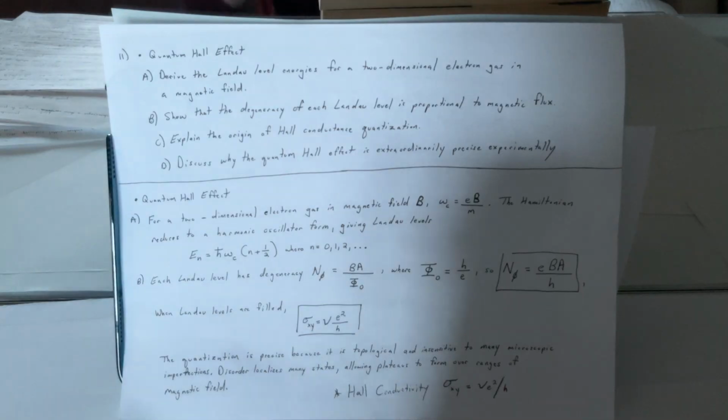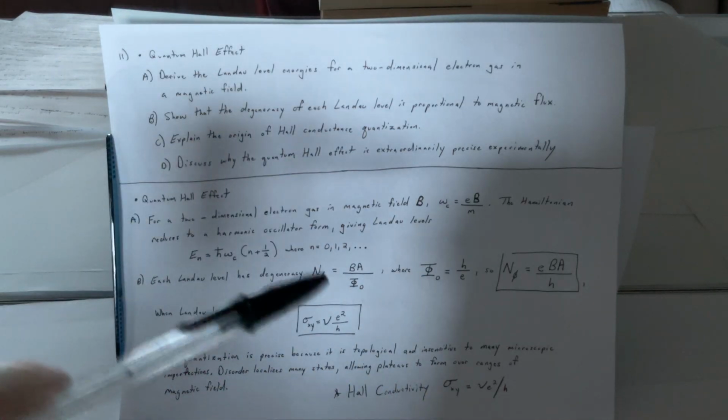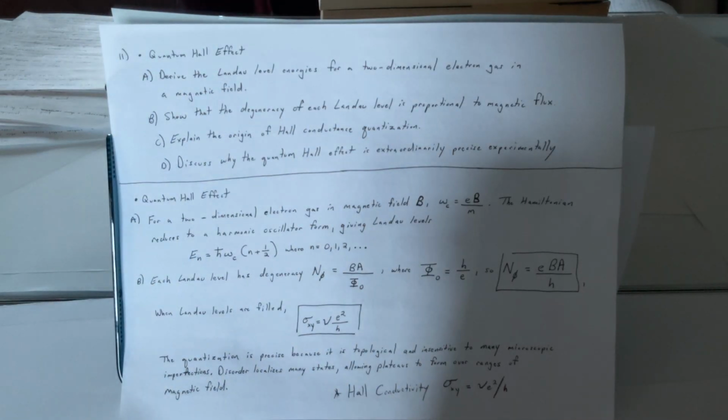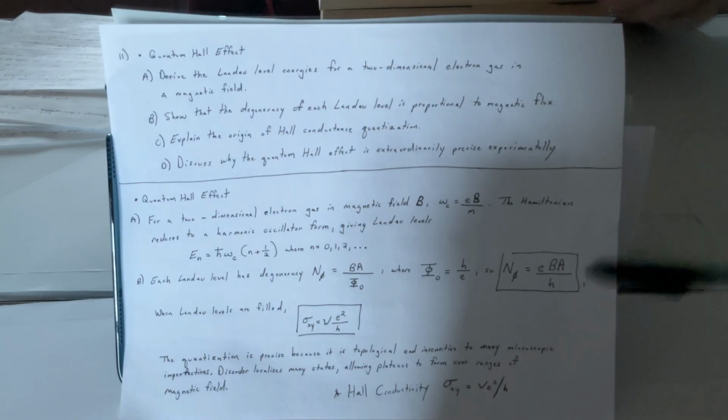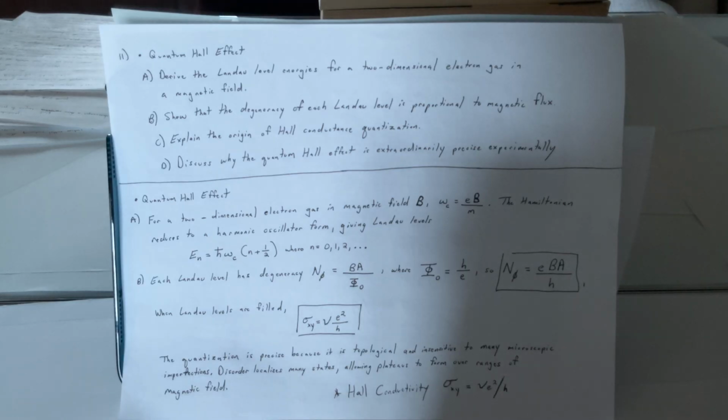Each Landau level has degeneracy n sub phi equals BA over phi naught, where phi naught equals h over e. Sorry, I called it phi. Some people call it phi. My professors always called it phi. So n sub phi equals eBA over h. And when Landau levels are filled, sigma sub xy equals nu e squared over h.